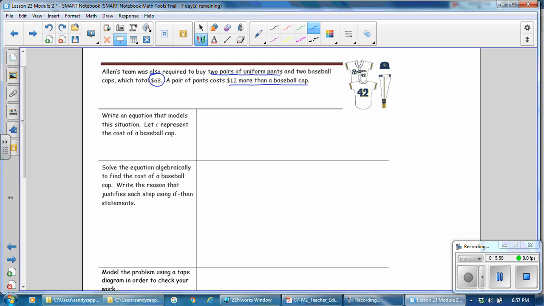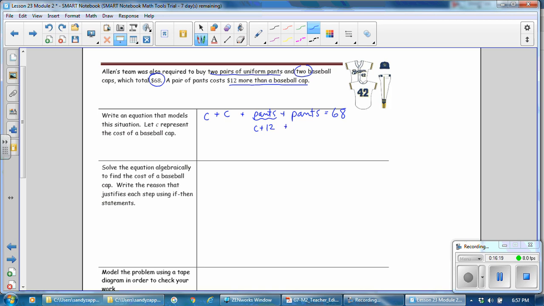So let's see, we want an equation. We're going to be buying a cap and a cap. That's the 2 baseball caps. And we're going to be buying 2 pairs of pants, plus pants, plus pants. And the total of that is $68. So then it says that a pair of pants costs $12 more than a baseball cap. So the pants cost as much as the cap, but $12 more.